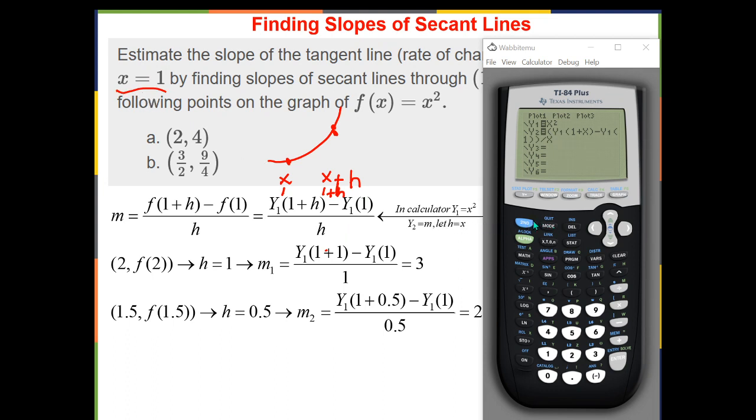Okay, so now what I'm going to do is go to table, set, and change that independent variable to ask. That means the calculator does not create the table for me. I decide what value I want in the table. Then I go to table, right here, see second table. And now I'm going to make h be what?